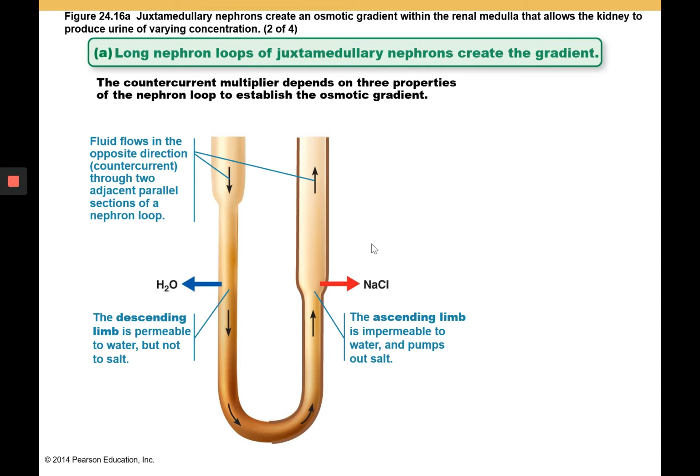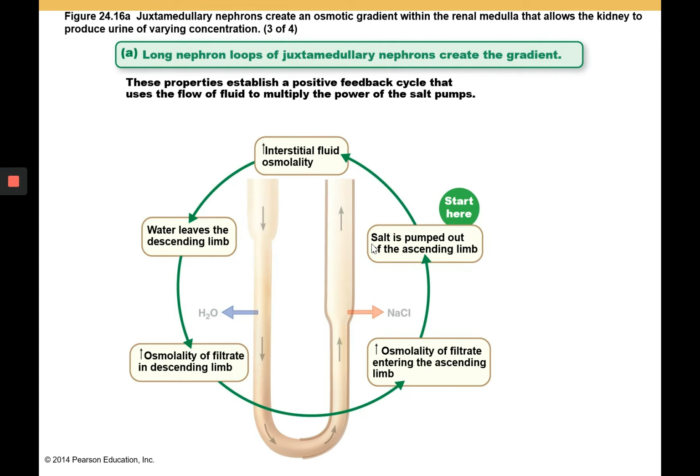So just a reminder, water can leave the descending limb, but not the ascending limb of the nephron loop. Ions such as sodium chloride can leave the ascending limb, but not the descending limb. The permeability differs, especially in juxtamedullary nephrons. And we're using this again to create an osmotic gradient within the renal medulla so that we can allow the kidneys to produce urine of varying concentration.